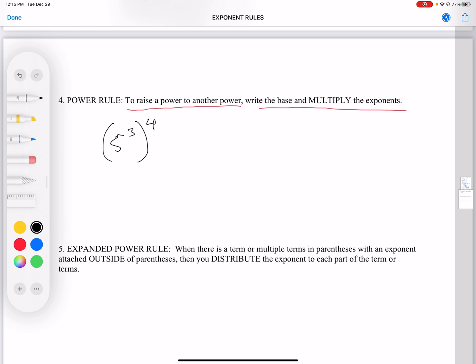Let's think about what it says again. It says write the base. Here's how we're getting the answer. We're going to write the base, and we're going to multiply the exponents. 3 times 4. That gives me 12.